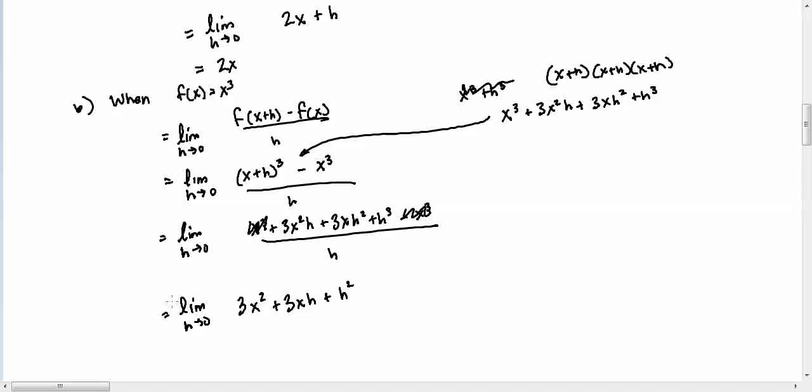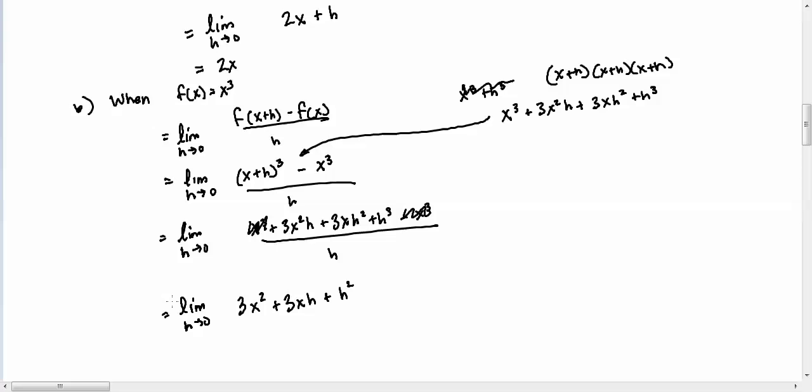Do you agree? Okay, because I'm warning you, sometimes I deliberately make mistakes just to see if you're paying attention. And in this case, I didn't. But anyway. Are we allowed to let h go to 0? Is there any problems at all with h going to 0?